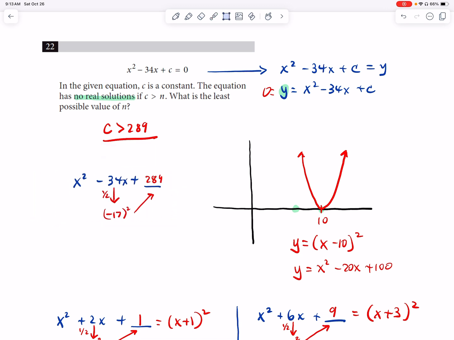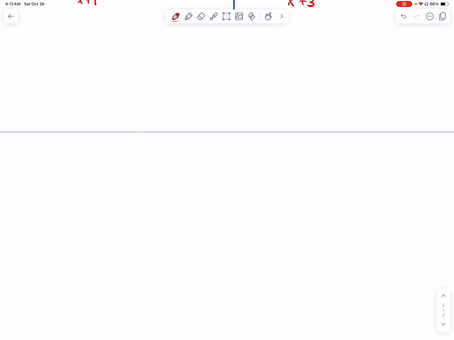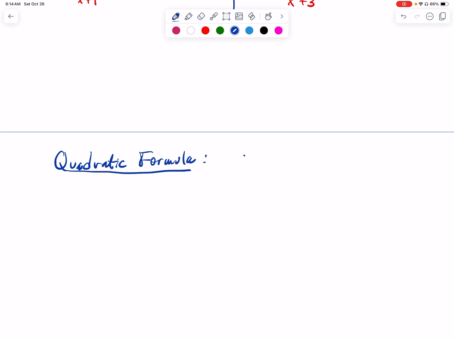Now, you may not have learned completing the square when you were in Algebra 1. Here's another method, and it has to do with the quadratic formula. Let me pull the quadratic formula off the top of my head. You know it goes like this: x is equal to negative b plus or minus the square root of b squared minus 4ac, all over 2a.